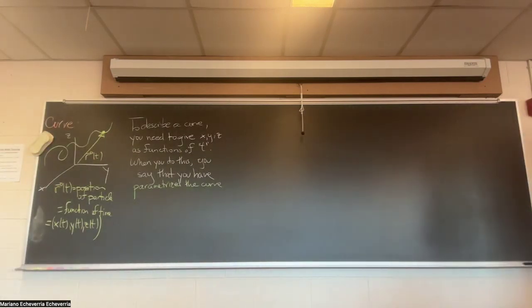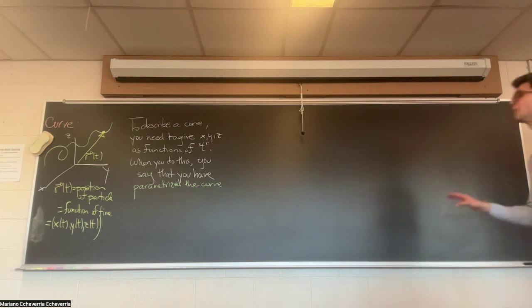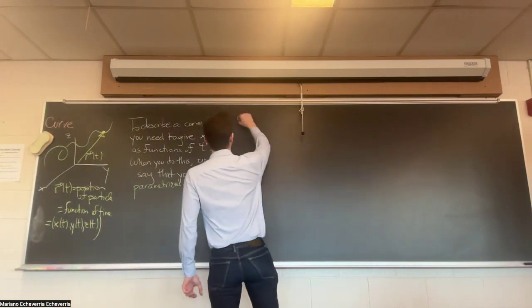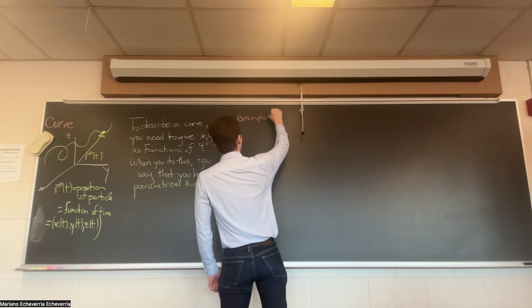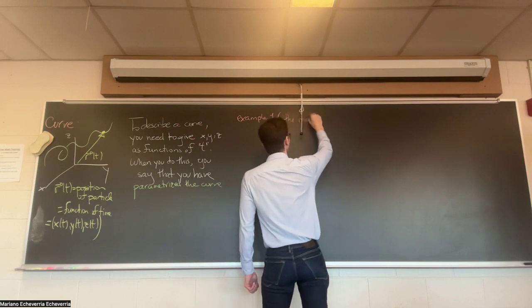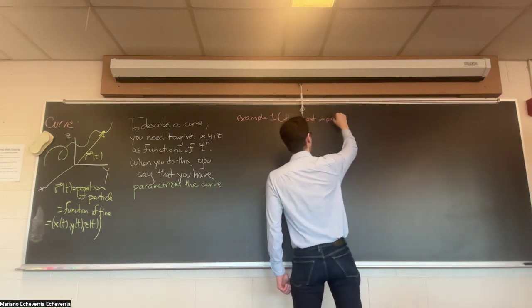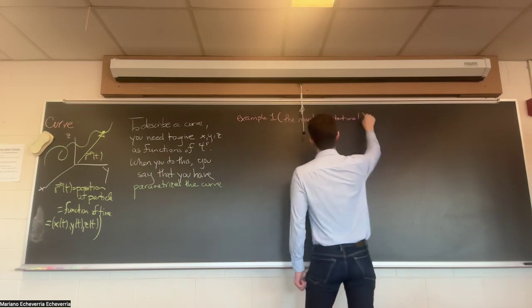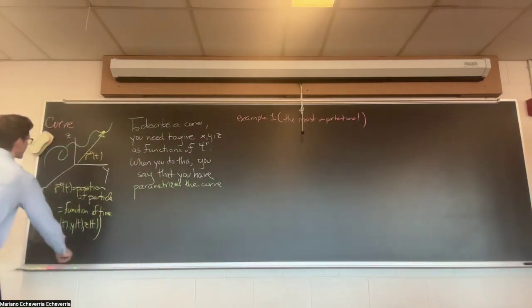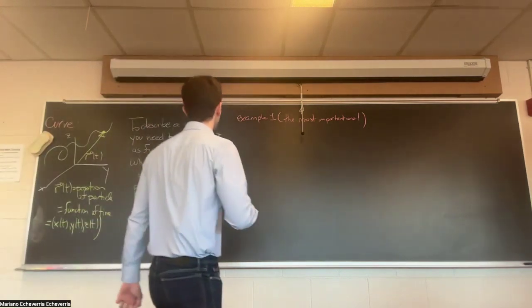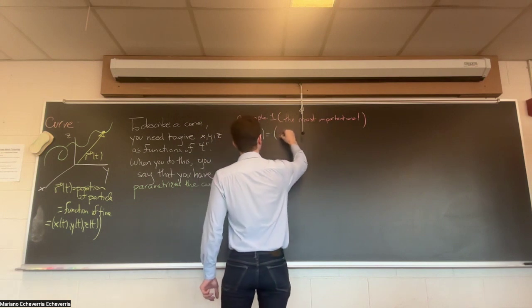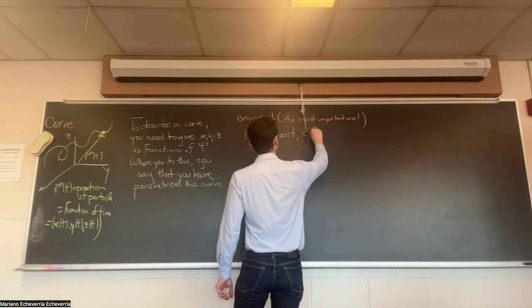Okay, so let me give you the most important example of all. So here's example 1, and this is the most important example. This is one that we'll use over and over and over. You'll see how we'll use it tons of times. In this example, I'll think of the curve as cosine of t, sine of t.